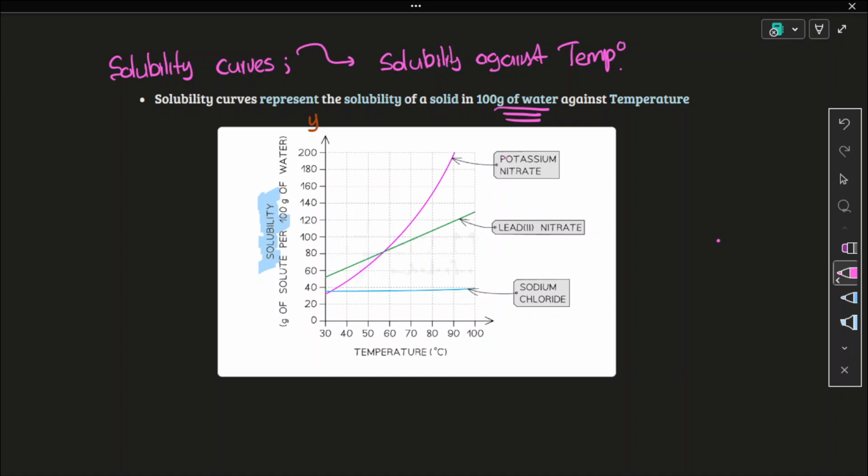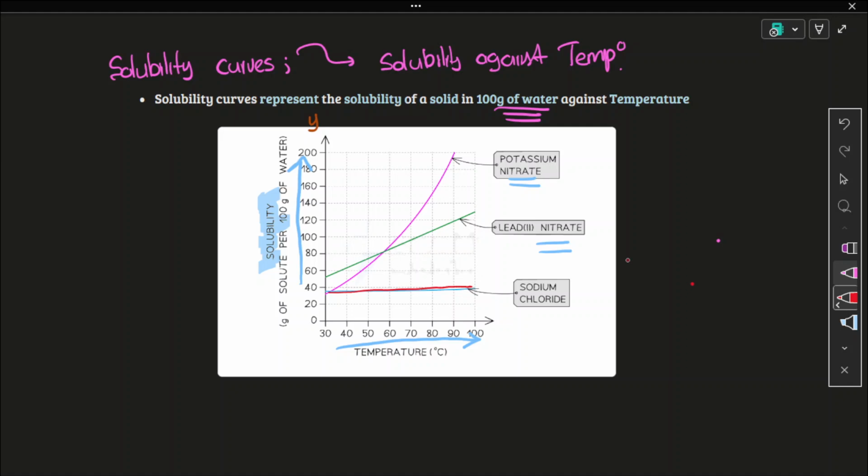Can you see for lead nitrate and potassium nitrate, as you increase the temperature, solubility increases as well? Can you see the lines going up? For sodium chloride, however, do you see? Solubility looks to be ideally the same no matter the increase in temperature.